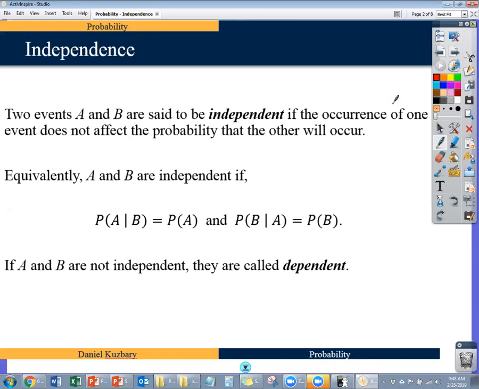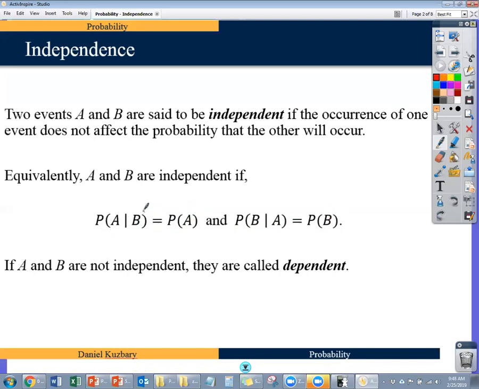So we're now thinking of two events that can occur, and one of them occurring doesn't affect the chance the other one occurs. Mathematically, if two events are independent, then the chance that A happens given that B happens is just the chance that A happens regardless of B. So this conditional probability is simpler now, because B doesn't affect it at all. In the same way, the chance that B would happen given A happens is just the chance that B is going to happen regardless of A.